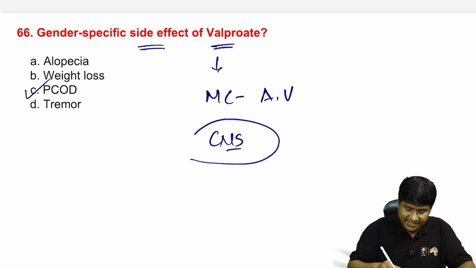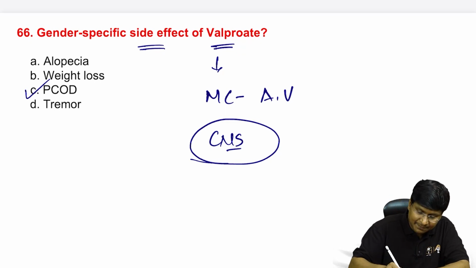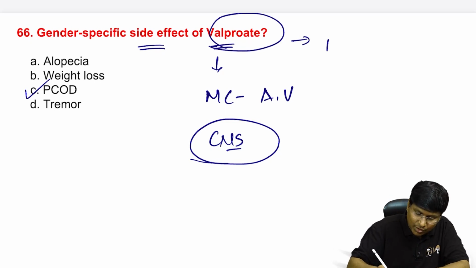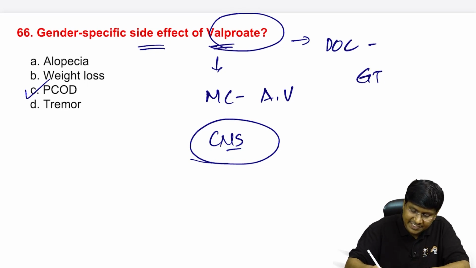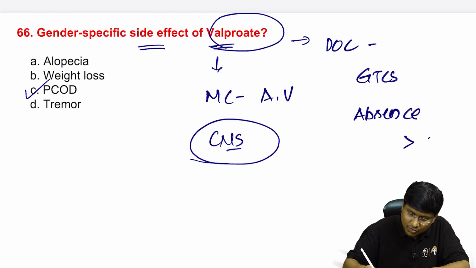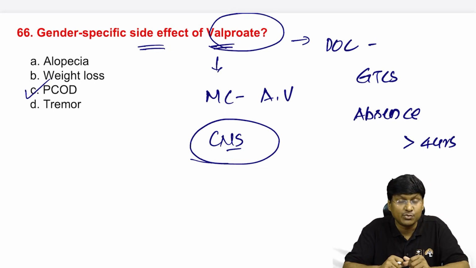So these are the CNS related side effects, and some of the rare complications associated with valproate will be fulminant hepatitis. And please remember, valproate is a drug of choice in multiple types of epilepsy. It's a drug of choice in GTCS. It's a drug of choice in absence seizures of the child age group more than 4 years, because in less than 4 years valproate can cause hepatitis in children.